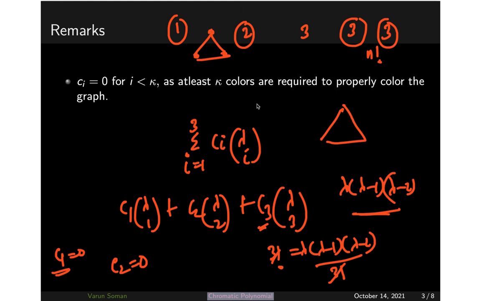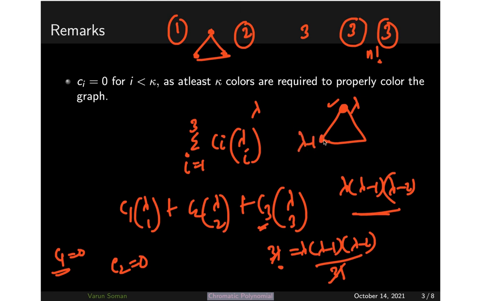Suppose you are given lambda colors. So how many ways can you color it? I'm taking first this vertex. This vertex could be colored using lambda colors. Now this vertex cannot be colored using lambda colors because already we have assigned a color here, and they are adjacent. So this vertex could be colored using only lambda minus 1 colors.